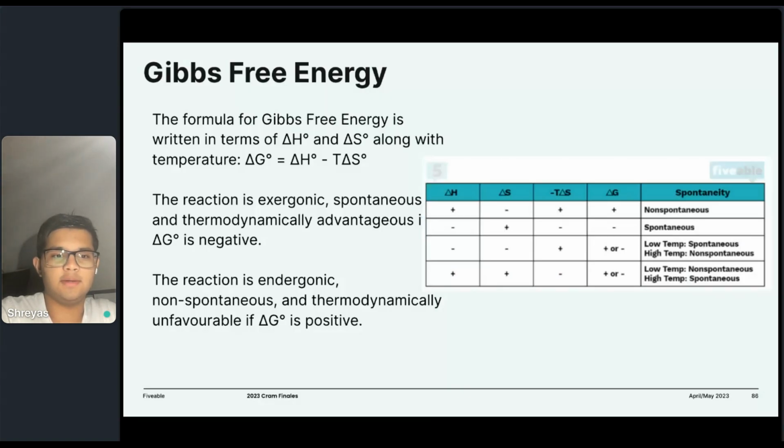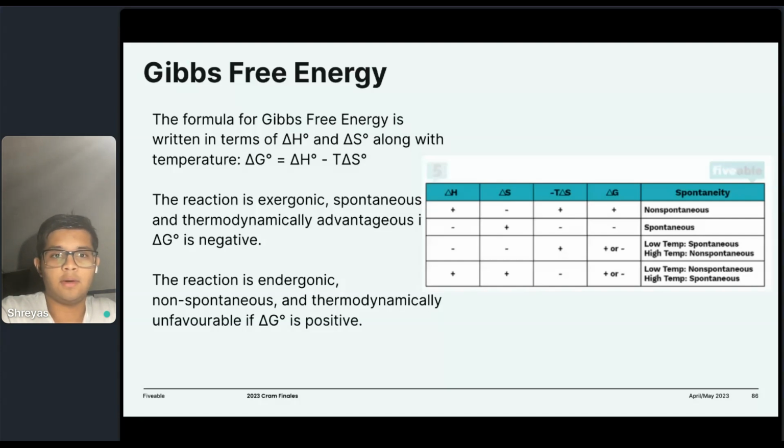So our next topic is Gibbs free energy. What is Gibbs free energy? The formula is delta G equals delta H minus temperature times delta S. Basically, we're trying to find the change in Gibbs free energy, and it tells us the amount of energy that's available to do work. This is a result of the function of delta H and delta S.